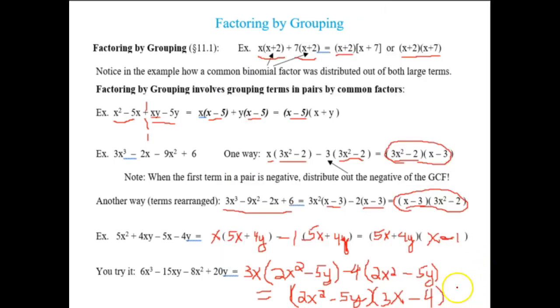All right, we had an interruption there, but you notice that 2x squared minus 5y is in both of these larger terms, so I can distribute out 2x squared minus 5y to the front, and that leaves me with 3x minus 4. So the complete factoring is that right there at the bottom.